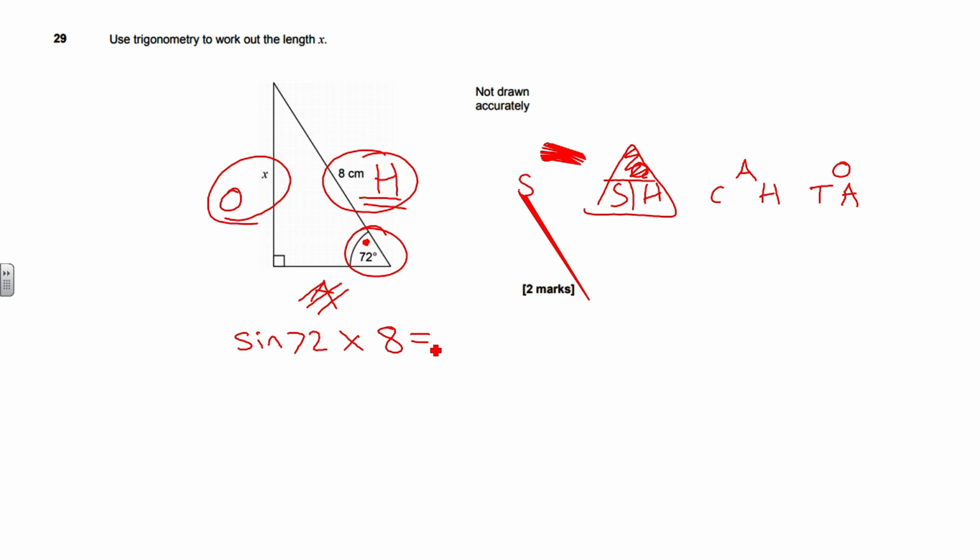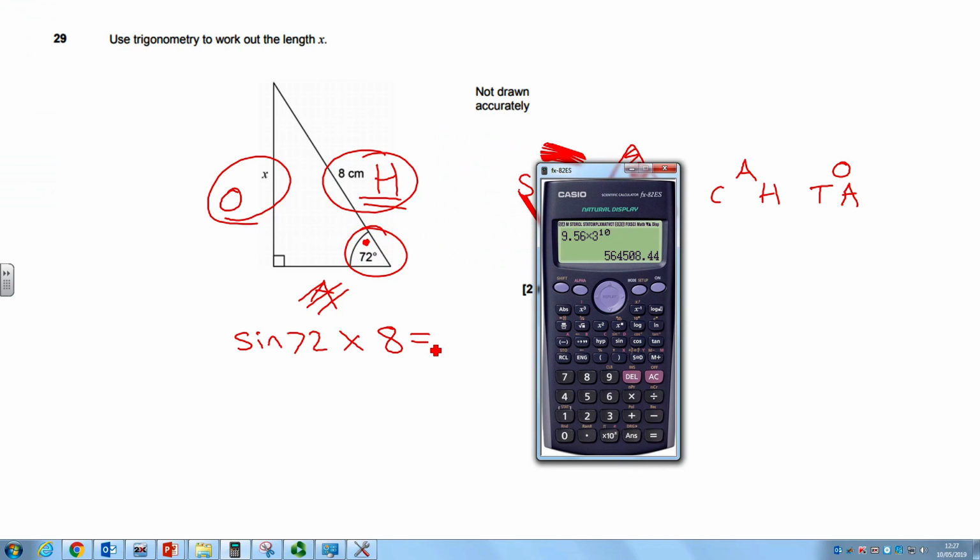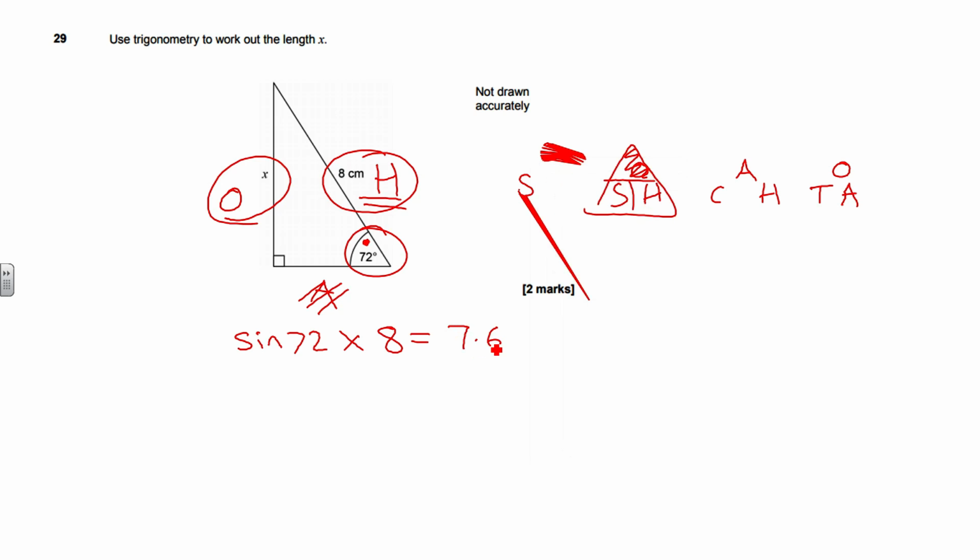Boom. Grab a calculator and let's go with it. So it's 8 times sine 72. 7.608, 7.61. Now, when I look at that, I always just want to check, does that make sense?